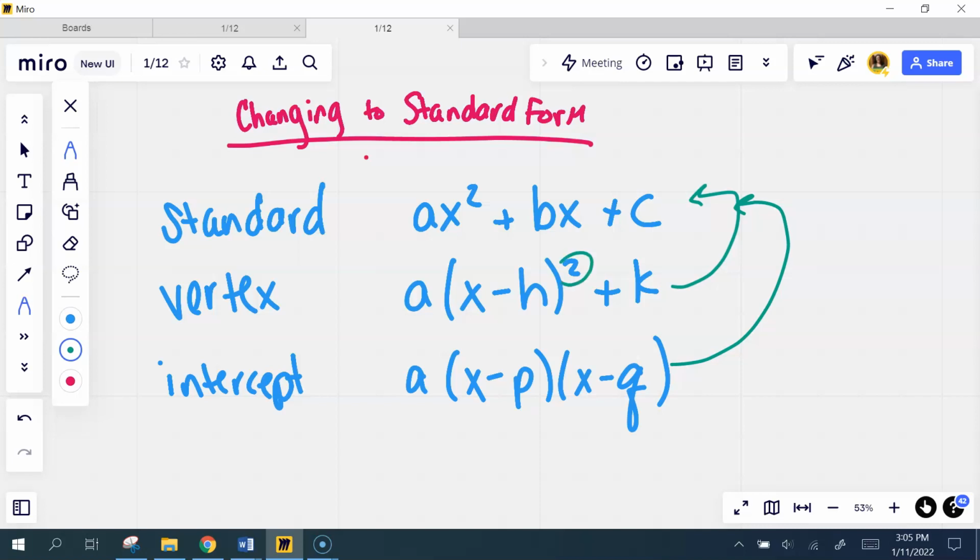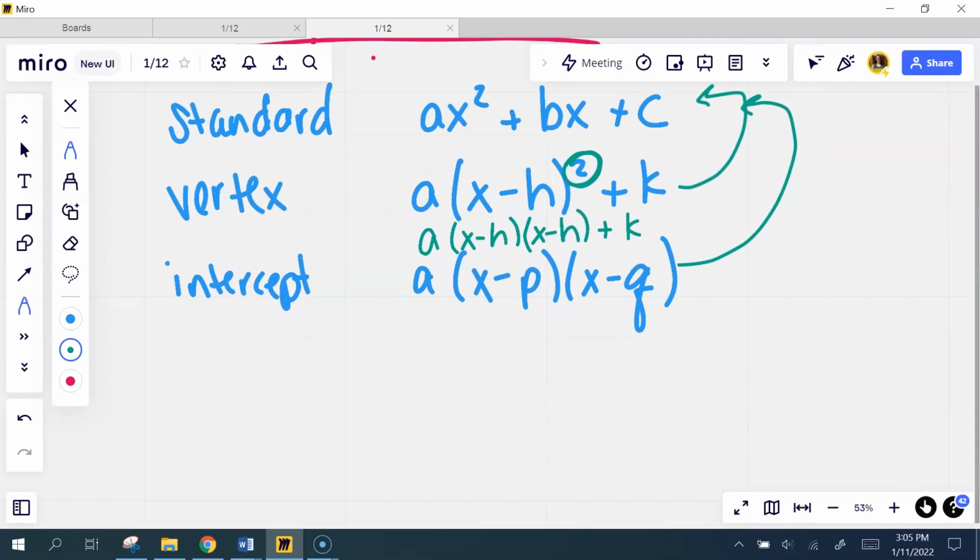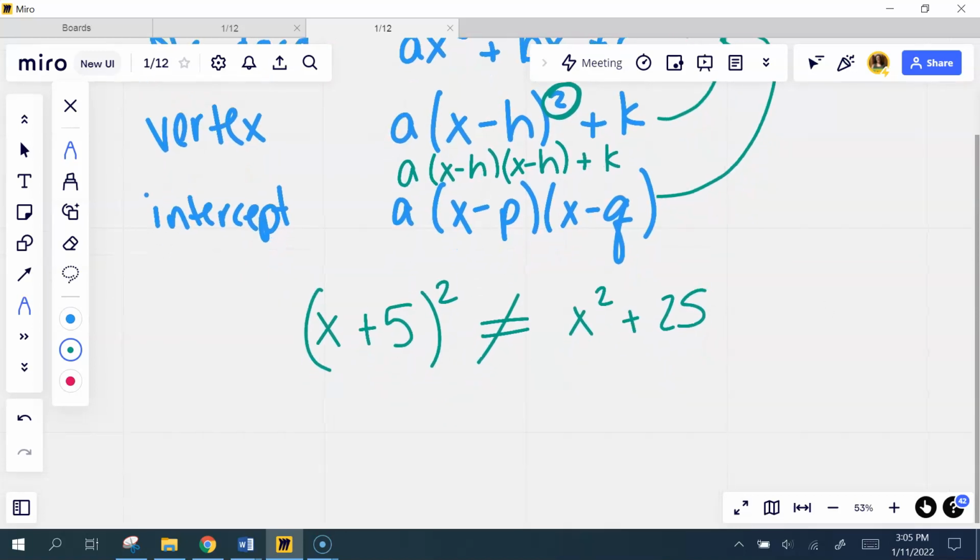Because of this exponent here, we're going to look at this form as x minus h, writing it two times instead of with this squared. Before we start, just as a reminder, if I have something, let's say x plus 5 squared, this is never equal to, we never ever ever distribute that to say that this is x squared plus 25, because it's not. In fact, what we have to do is this tells us how many times we multiply it.